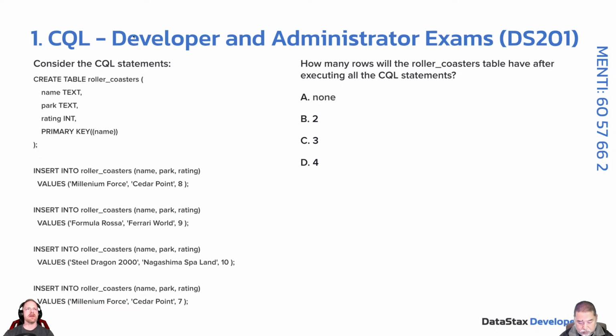What you want to do here is consider the CQL statements that you see, the create table statement and these insert statements, and then figure out how many rows the roller coasters table will have after executing all of the CQL statements.